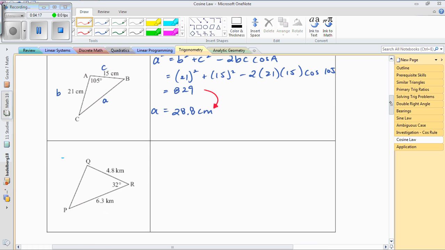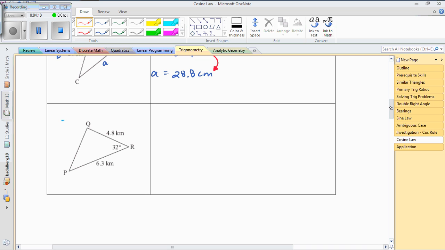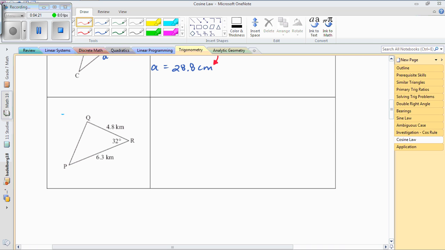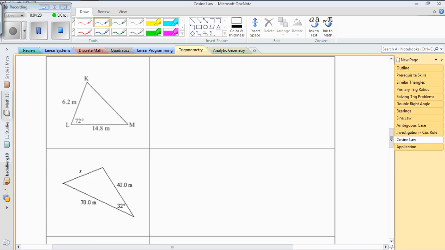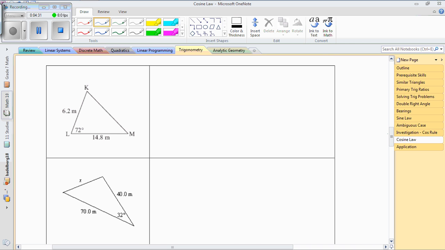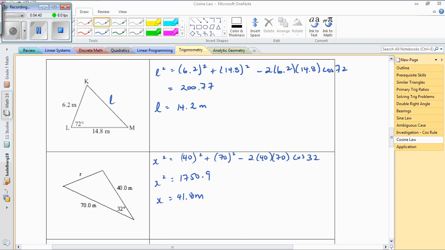So I recommend that right now you pause the video and try the next example by yourself. When you substitute everything in, you should get out that r is equal to 3.4 kilometers. Try the next two examples by yourself. Be sure to pause the video and then check back to see that your answer is correct. When you try the next two examples, these are the answers that you should get.